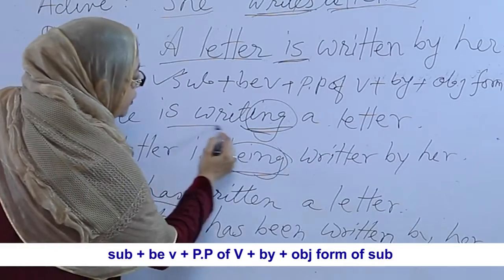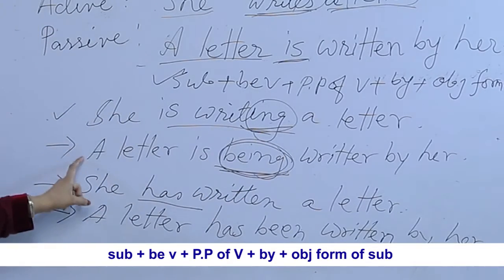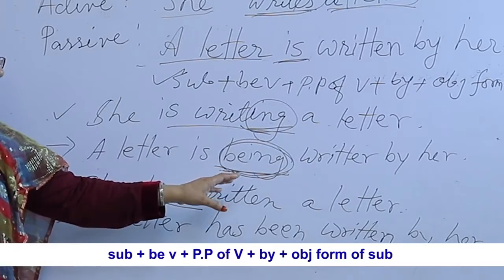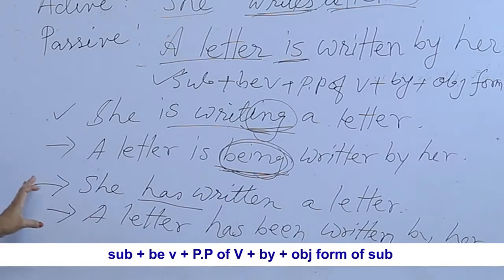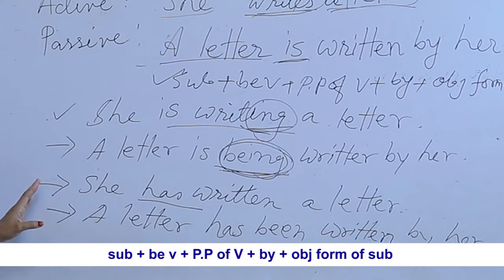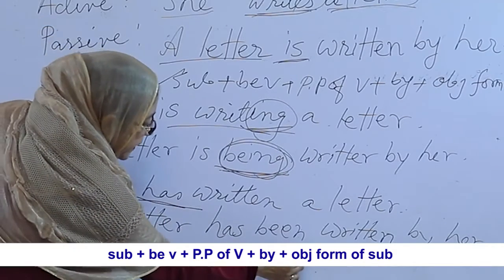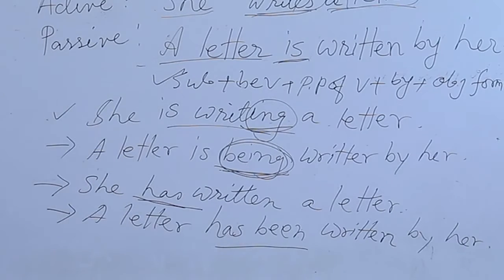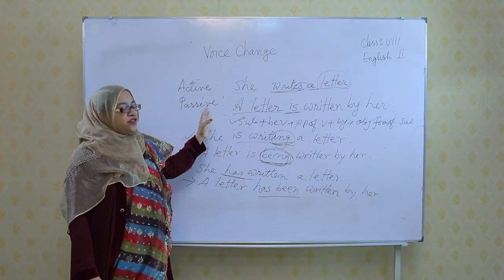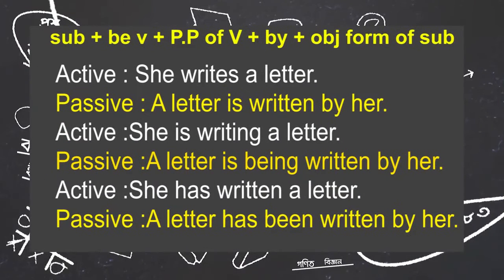So, when it is a continuous form, I use being, B-E-I-N-G, being. A letter is being written by her. And for a perfect form, when I turn it into passive, I use: a letter has been written by her. By this rule, you can change the past form of the sentences. So, I will show you the past form of the sentence.